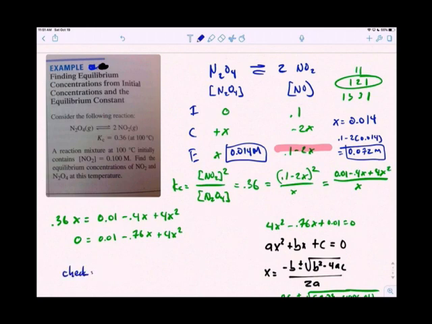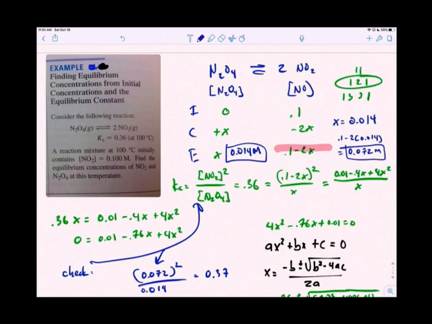Check to see if this holds true. So we have 0.072 squared all over 0.014. You put that in your calculator and you get 0.37, and that is close to 0.36. So because of that, we know we've done the thing properly.